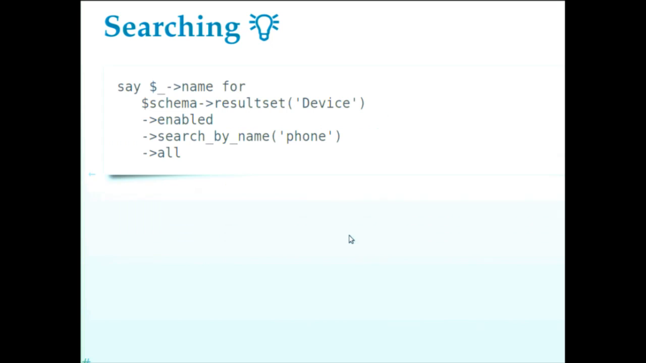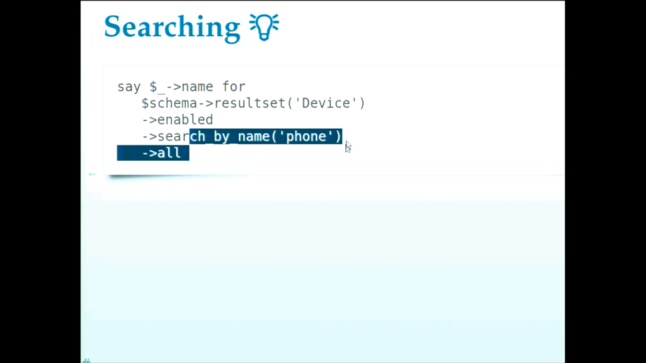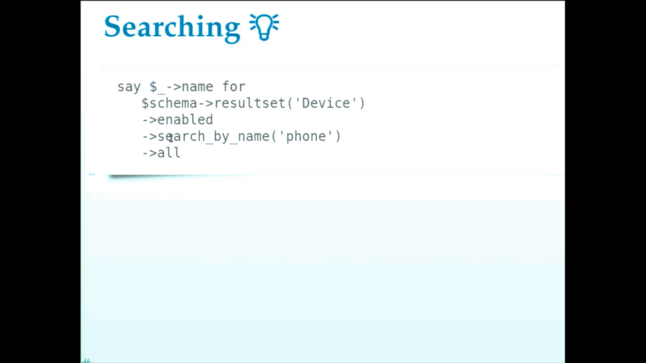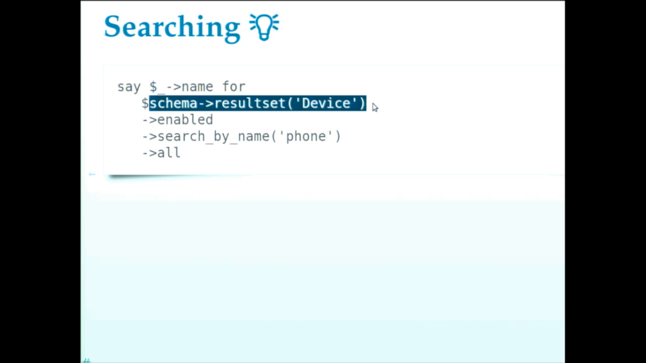What's really cool is that you can do this. We've grabbed our result set of devices, and then we've called the enabled method, which we defined before, and then we've called the search by name method, and then we've called all. So what's happened here is each of these calls gives you a result set that has been winnowed down based on that result set method.